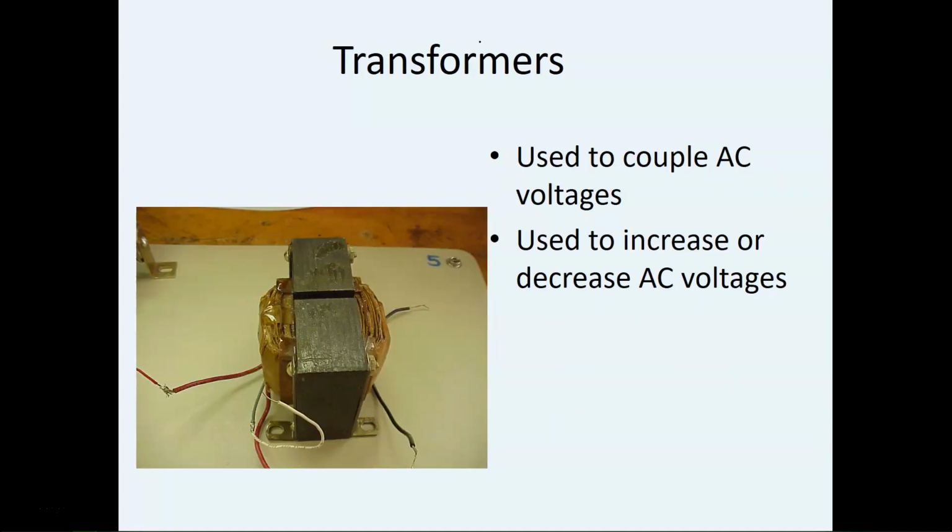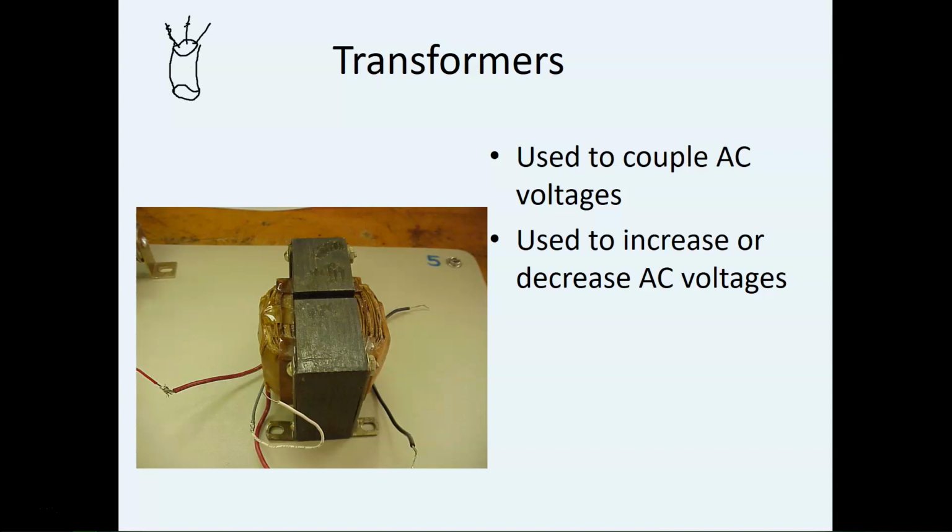Then you have transformers. These are used to increase or decrease AC voltages. What you should know is that transformers, if you've seen them, are generally outside on the street, and they have these three little things that poke up like so.